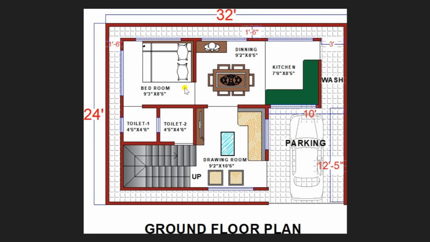From the dining room I am moving towards the master bedroom of our plan of dimension 9 feet 3 inches by 8 feet 5 inches. From this master bedroom we can view there is an attached toilet of dimension 4 feet 5 inches by 4 feet 6 inches. So this plan is a very comfortable plan for an area of 24 feet by 32 feet.